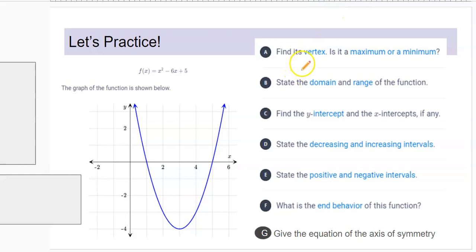So you're finding the vertex and telling whether it's a maximum or minimum. The vertex is the turning point. Notice we're going downhill, and then right here, in this case, it's a bottom, a minimum, right? And it starts going up. So that is always your turning point, the vertex. The vertex is the point 3, negative 4.